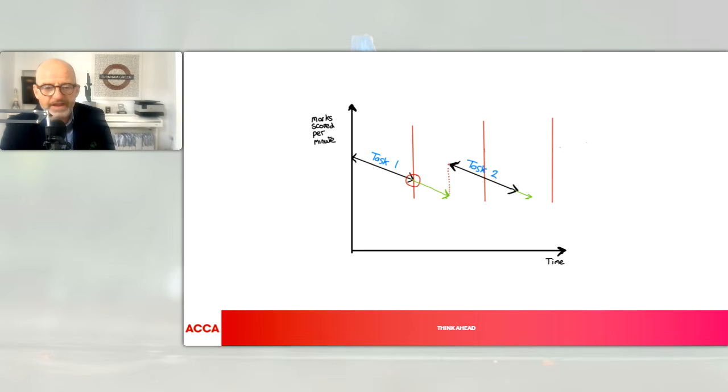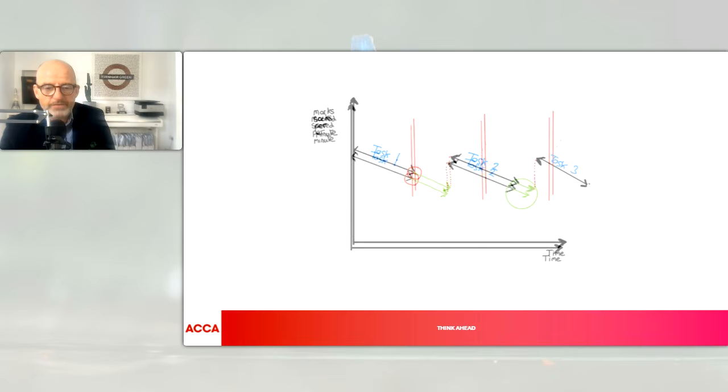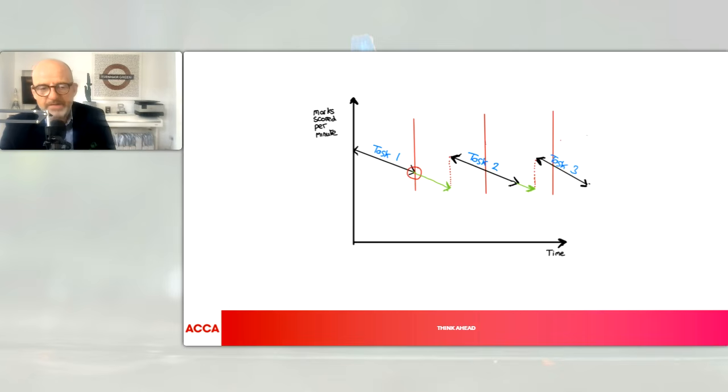They start task 3 very late. The third red line is where the exam is going to stop. So they start task 3. Unfortunately, they don't have time to finish the exam and they give a poor account of themselves on task 3.